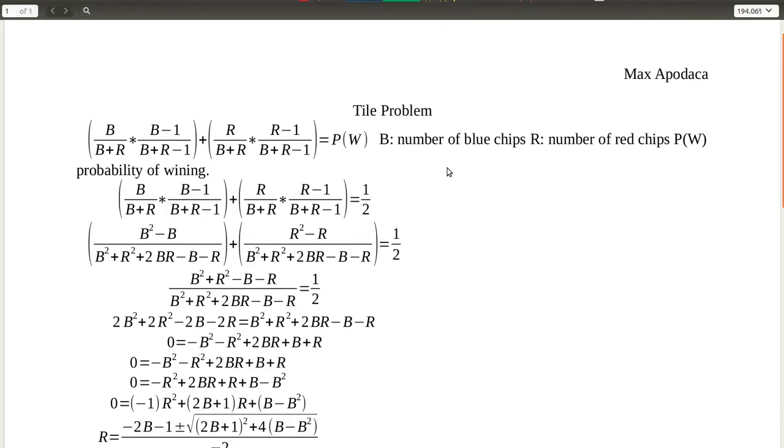In this problem, there are two different color tiles in a bag. Two of the tiles are red and two of them are blue. If you take out two same color tiles, you win. If you take out two different color tiles, you lose. So as of the start, you have a 1 in 3 chance of winning. This 1 in 3 chance is depicted by the formula here.